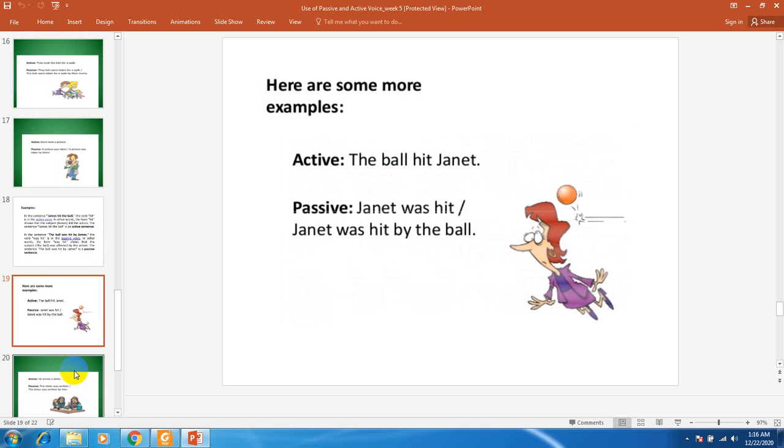Here are some more examples. Active voice, the ball hit Janet. The ball hit Janet. Whenever we want to change it to passive voice, Janet was hit. Look, Janet was hit, or we can say Janet was hit by the ball. This is passive voice and this is active voice.